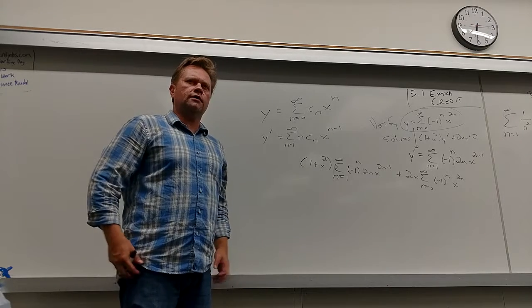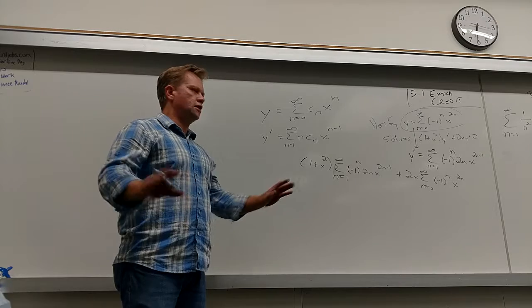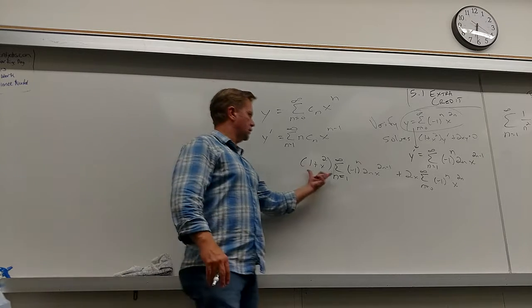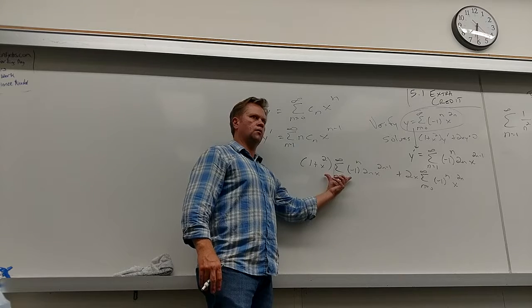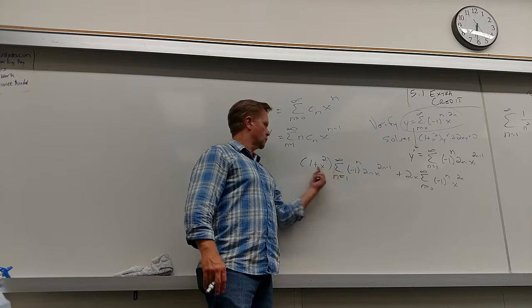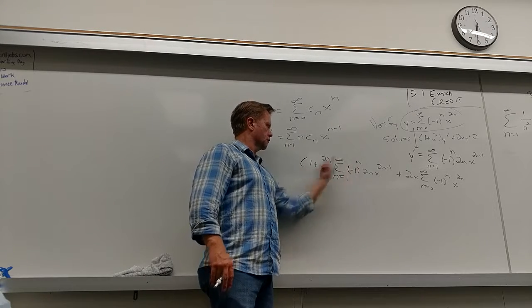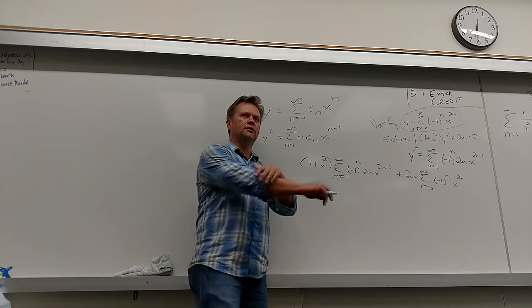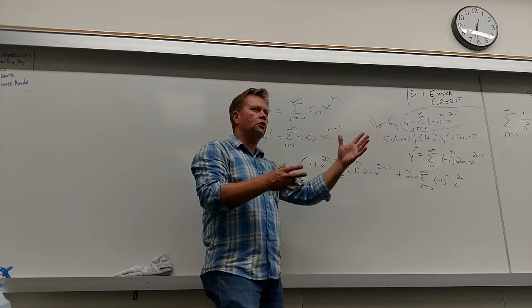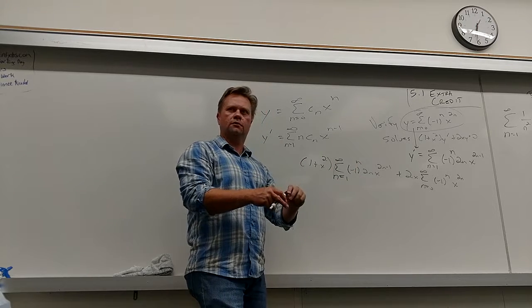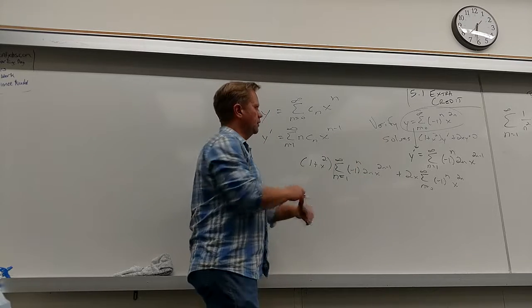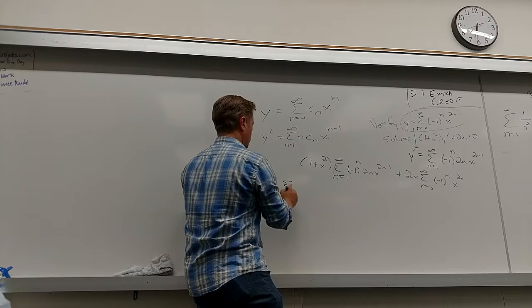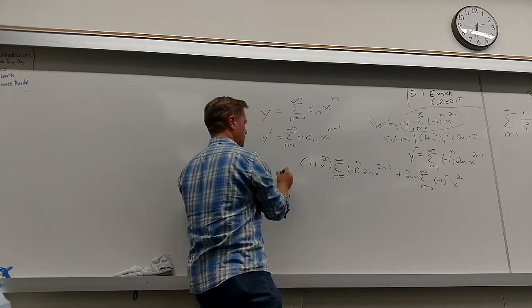Now, what can I sort of take care of immediately? Like what can I do with this stuff here? Distribute, that'd be a good idea. And then we've got to worry about like terms. You guys see what I'm saying? You've got to worry about like terms somehow. So I get here, sum n equals 1. I get 1 times this, so I get this thing.